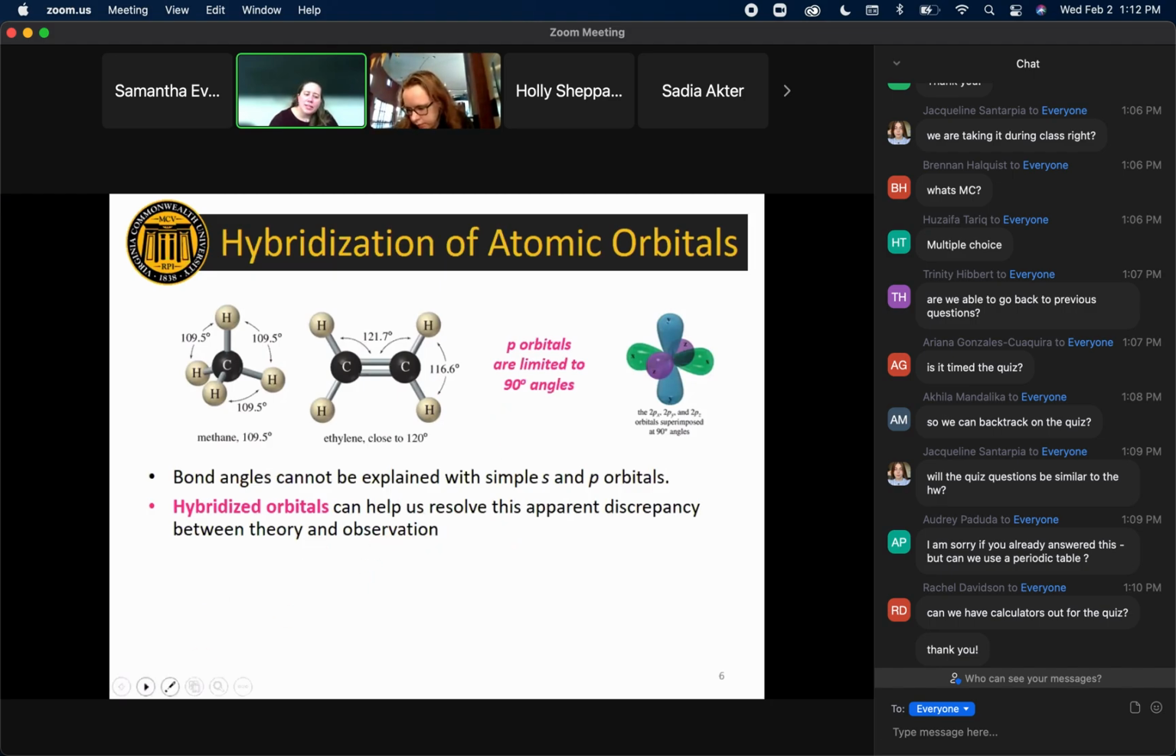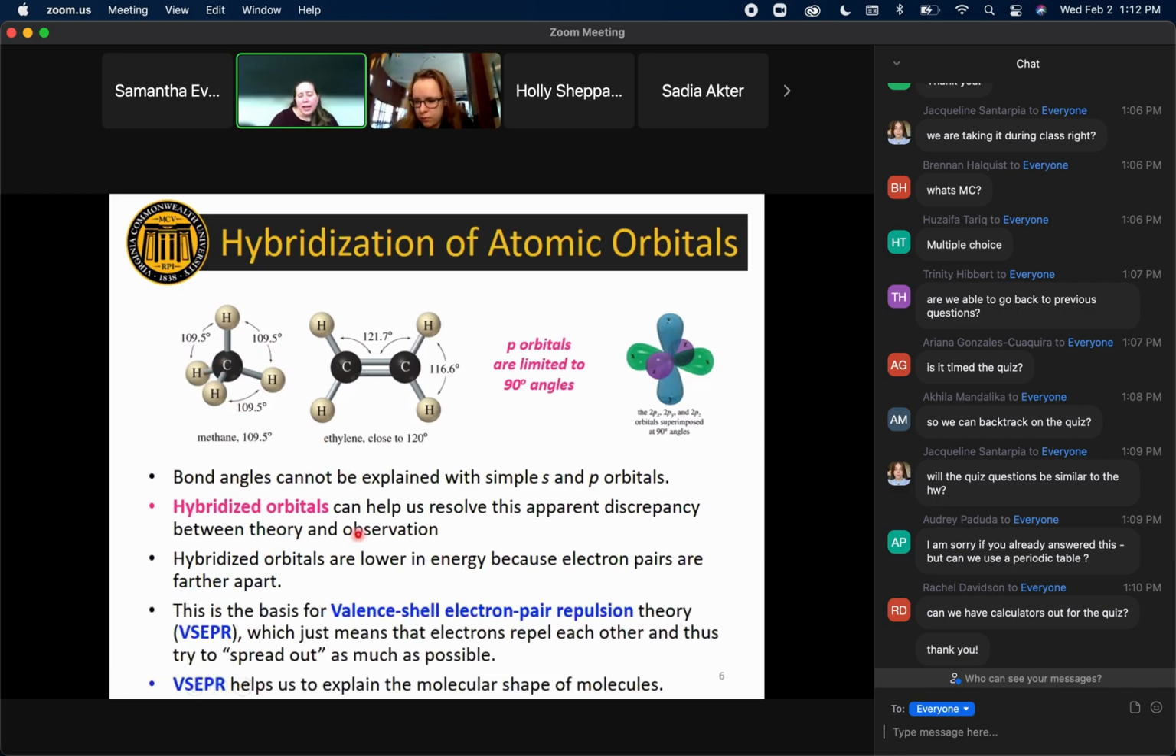So what hybridization does is it allows us to resolve our atomic orbital theory with what we actually visualize and experimentally can determine in real life. And the connection here is something called VSEPR, or valence shell electron pair repulsion theory. It sounds like a big term, but it's really straightforward if you break it down. We're talking about the valence shell, so valence shell electron pairs.